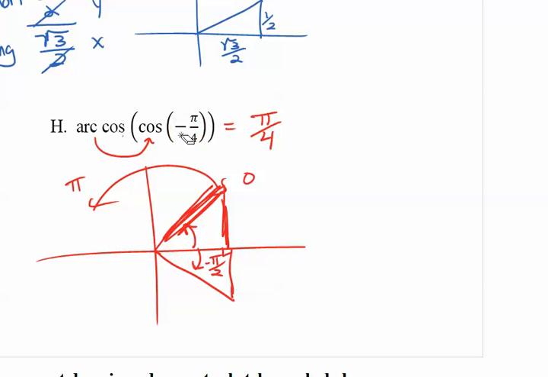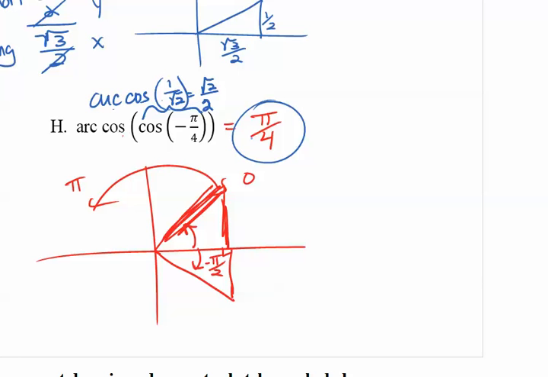Again, if you didn't like that method, then let's do a step-by-step process. When you do the cosine of negative pi over 4, you would get 1 over the square root of 2, or if you rationalized it, square root of 2 over 2. And then you want to say what angle has that cosine. And when you do an arc cosine, you know that you're restricted to the upper semicircle, so you would come up with pi over 4.